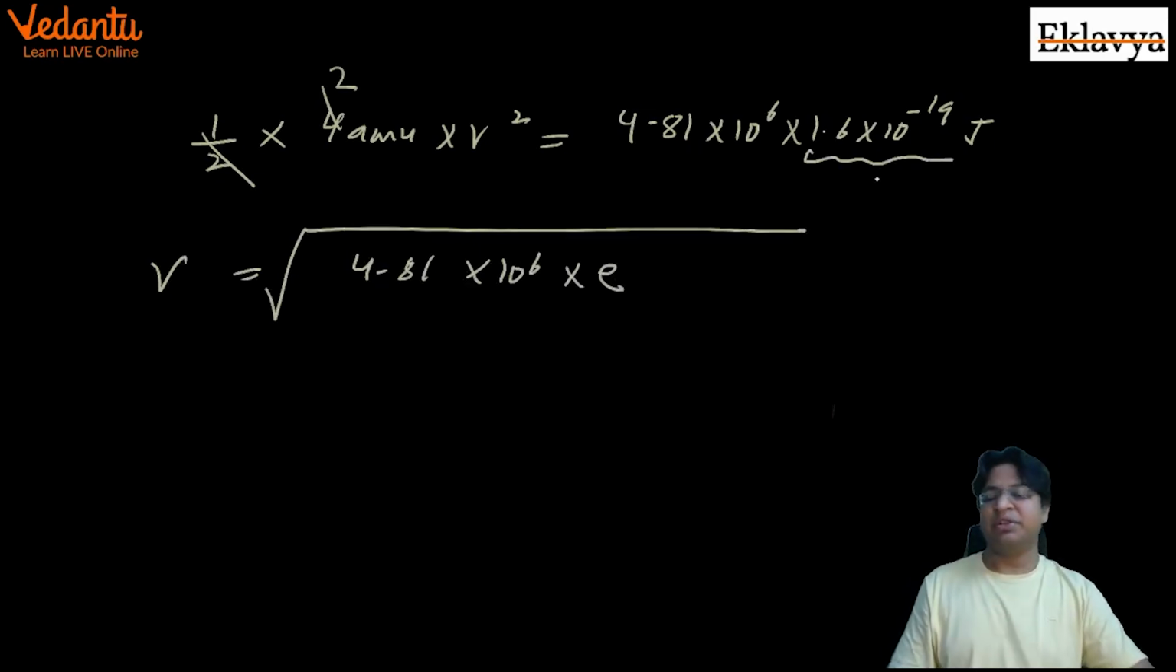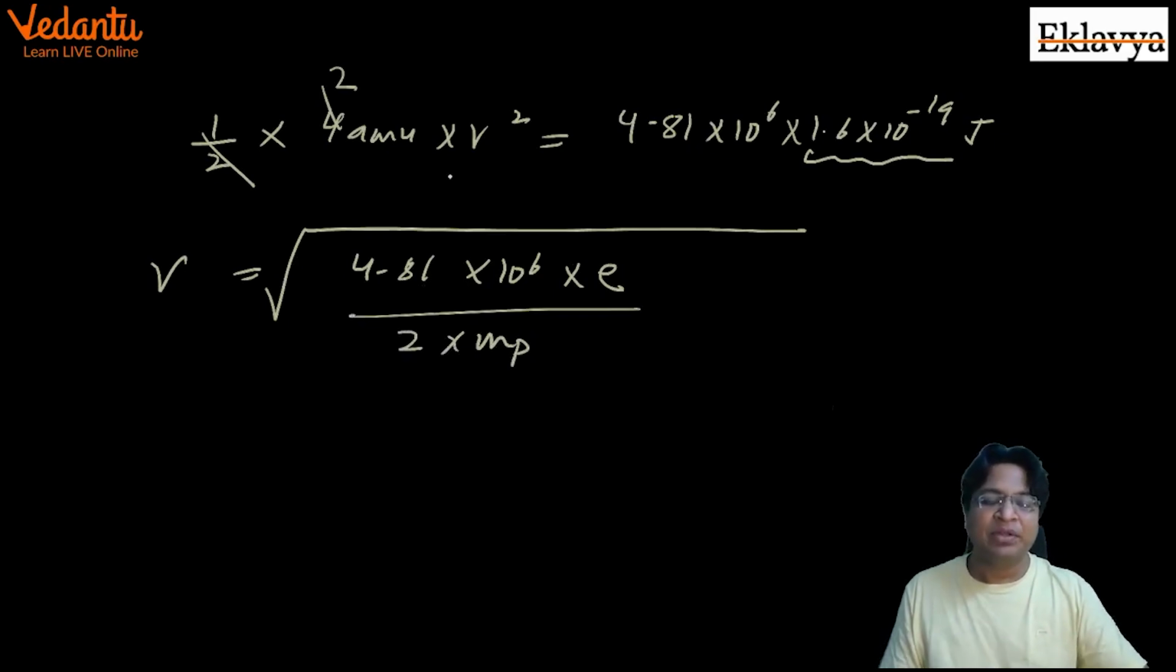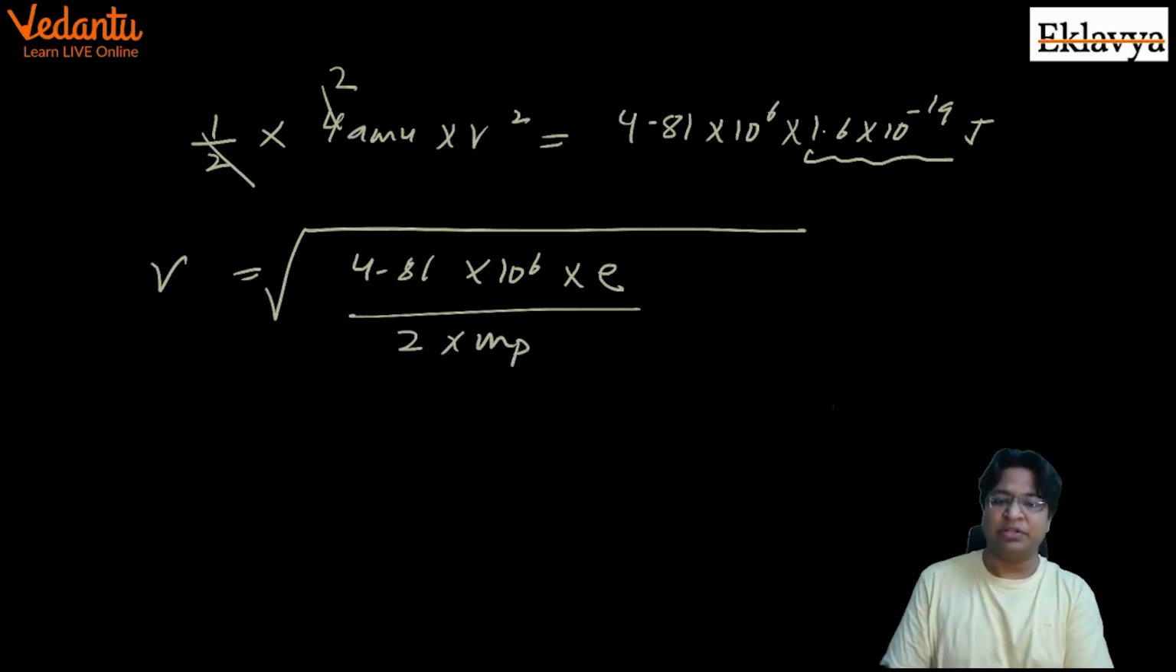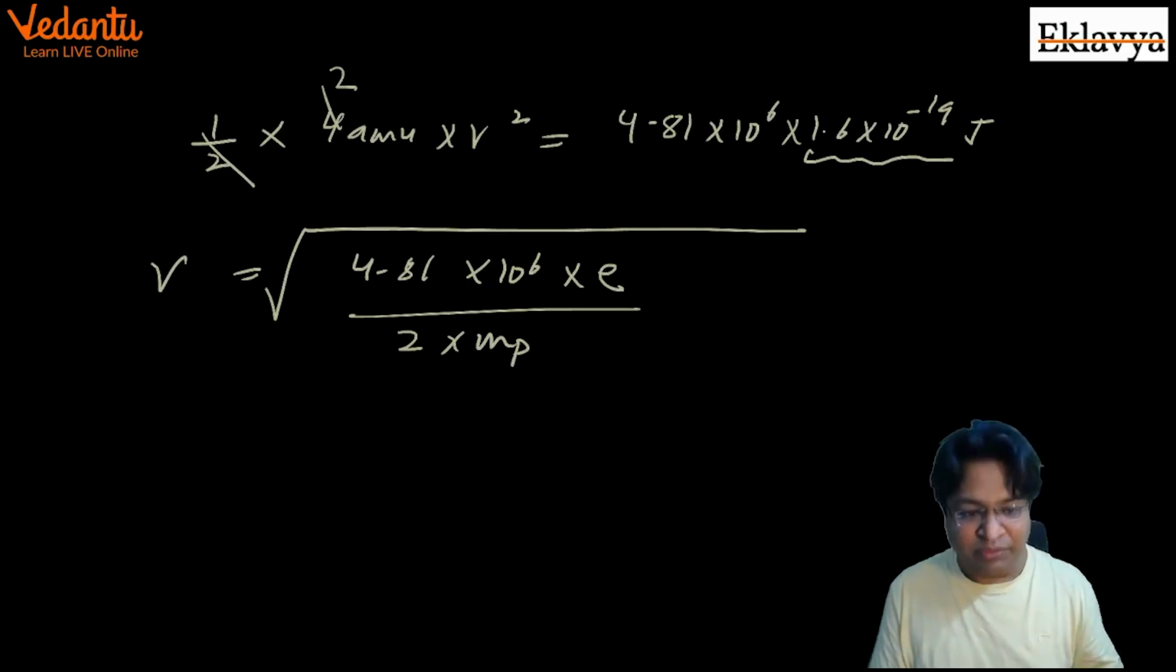E would be present in my calculator as a value, divided by this AMU. What is this AMU? This AMU is actually the mass of a proton. So this is the calculation that we need to do: 4.81 into 10 to the power 6 into E, divided by 2 times the mass of proton, and then we'll take the root. So let me finish this calculation.